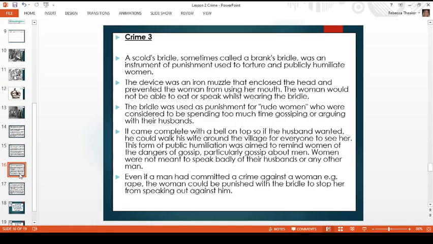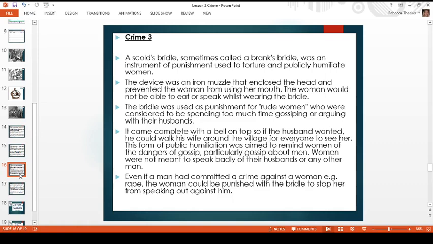It came complete with a bell on top, so if the husband wanted, he could walk his wife around the village for everyone to see her. This was a form of public humiliation. It was aimed to remind women of the dangers of gossip, particularly gossip about men. Women were not meant to speak badly of their husbands or any other man, even if that man had committed a horrible crime against them.